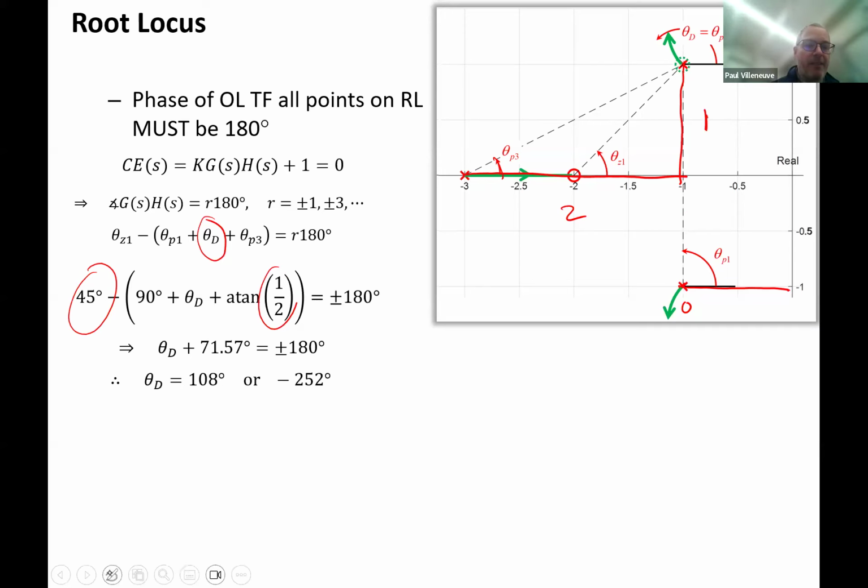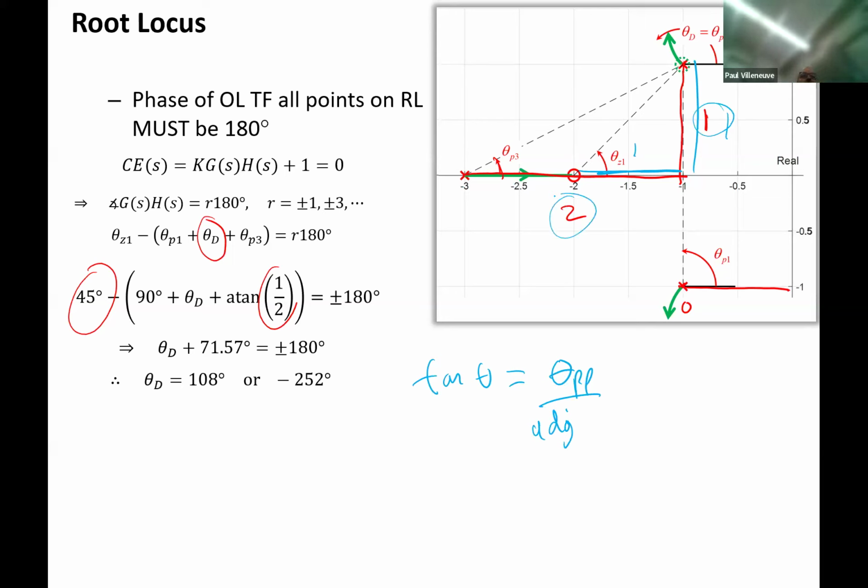Let me change the pen color. I have to go 1 in this direction and 1 in this direction. What is the inverse tangent of 1 over 1? 45. And remember, SOH CAH TOA says the tangent of theta is going to be equal to the opposite over the adjacent. So the opposite for this one is 1. The adjacent is 2. So we have to go up inverse tan of 1 over 2.